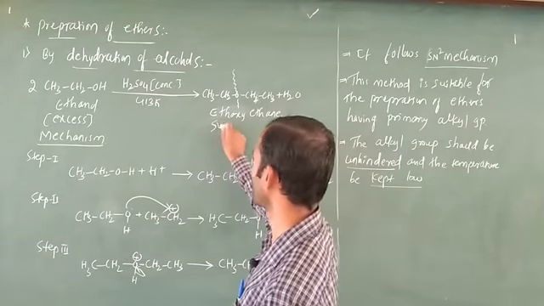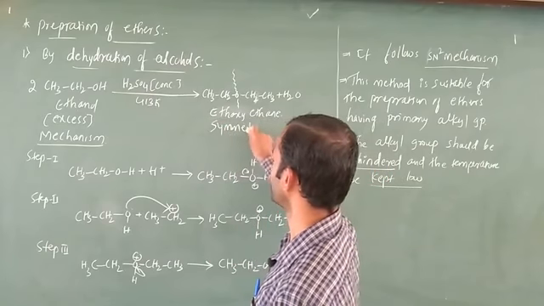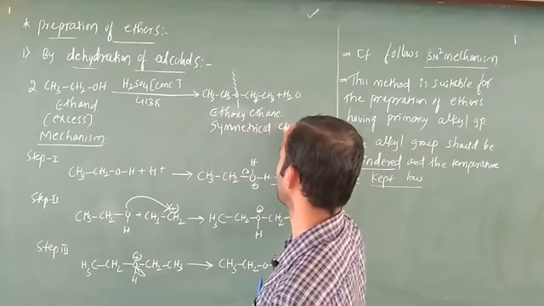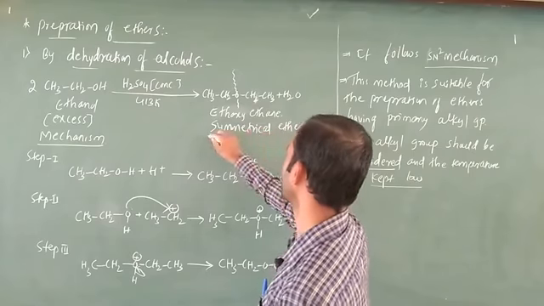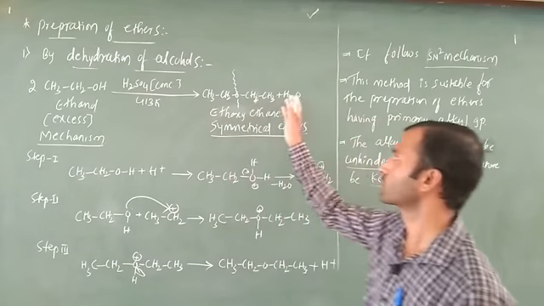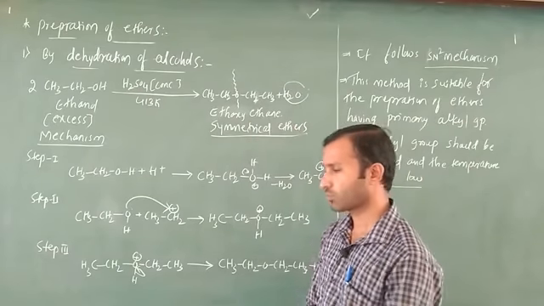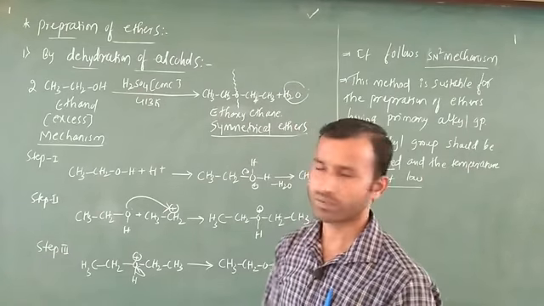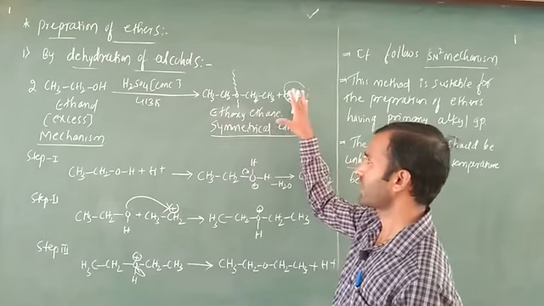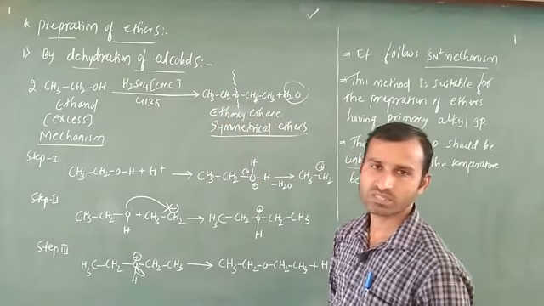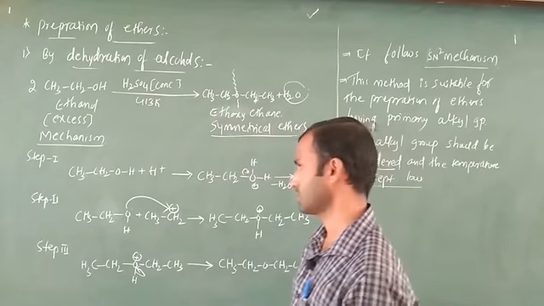If you want, you can write it, no problem. Symmetrical ethers plus release of water molecule. This plus release of water molecule indicates what? Dehydration. When you add H2SO4, 100% dehydration takes place. This is the overall reaction. After that, the mechanism is there. This is a total 3-step mechanism.